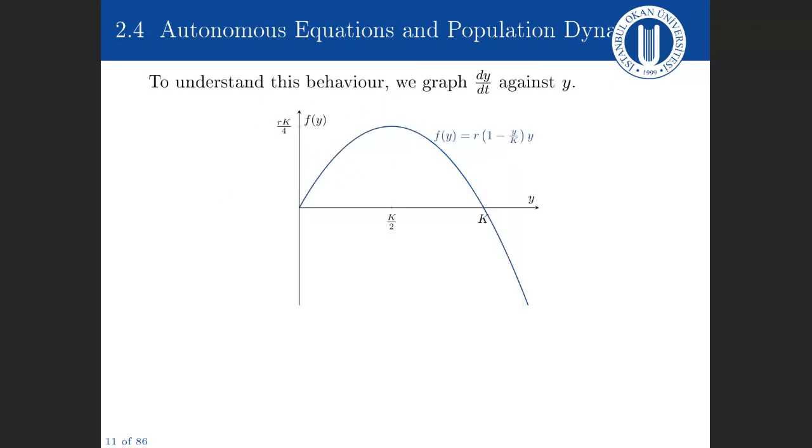To understand this behavior, what we do is we graph dy/dt against y. So here on the vertical axis, I have f(y), which is the same as dy/dt. And on the horizontal axis, I have y. And then I'm plotting the function r(1 minus y/k)y. As we said before, the equilibrium solutions, the points where dy/dt is always equal to 0, are y equals 0 and y equals k.